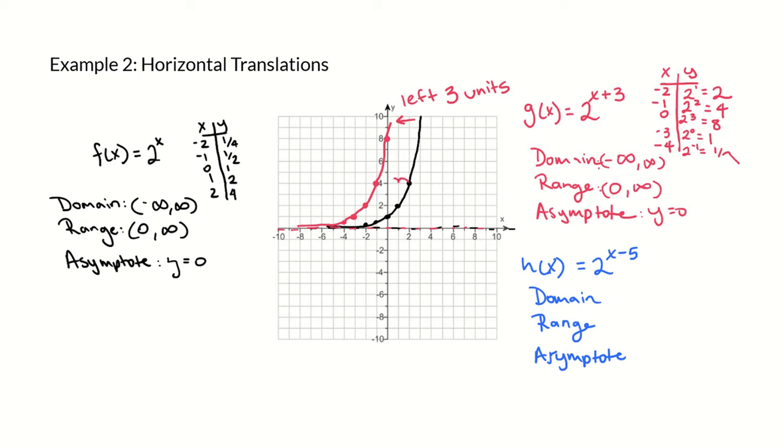If we look at each of the points, at the point 2, 4 on the original graph, that point is moved to the left 3. So adding 3 in the exponent causes a horizontal shift to the left 3. So adding causes a shift to the left. That means that subtracting, so subtracting 5 as in h of x, should cause a shift to the right.